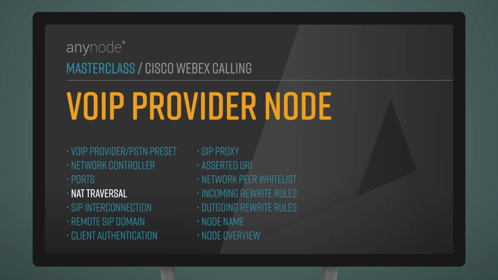4. NAT Traversal. We examine the NAT Traversal dialog, which can be important for SIP communication between voice over IP devices behind network address translation, NAT. 5. SIP Interconnection. We show the SIP interconnection dialog, which allows determining one of the two common options, node interconnection via SIP trunking and node as SIP registration client.